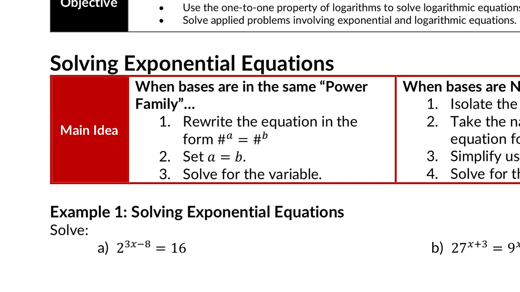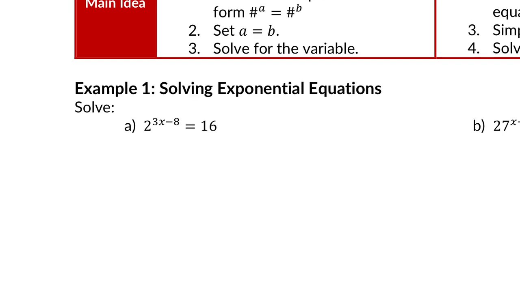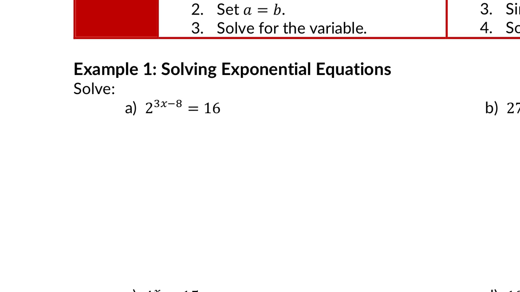Since these equations are 1 to 1, if the bases are the same, the exponents have to be the same. And once we do that, we just solve probably a linear equation and we get our answer. So for example, do you notice in letter A here, 2 and 16 are a part of the same power family? Because 16 is 2 to what power? 4. Which means I could rewrite this one as 2 to the 3x minus 8 equal to 2 to the 4th power, because 2 times 2 times 2 times 2 is 16.